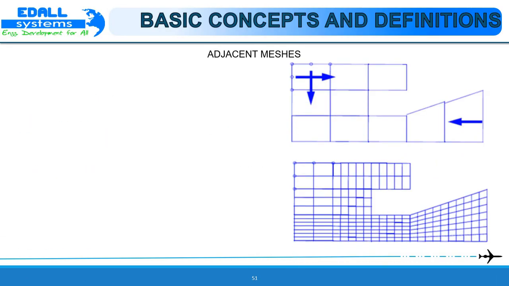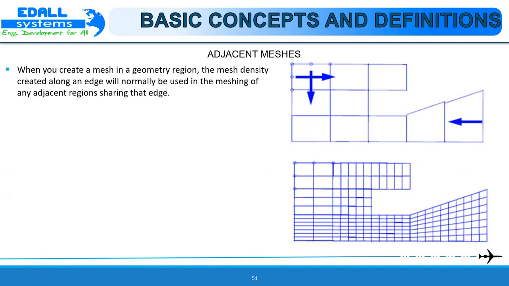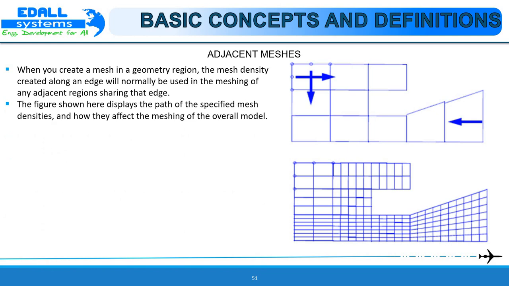Adjacent meshes. When we create a mesh in a geometric region, the mesh density created along an edge will normally be used in the meshing of the adjacent region sharing the edge. In addition, Patran uses the concept of mesh paths to guide the subdivision of geometry regions when using an isomesh approach. The figure shown here displays the path of the specified mesh density and how they affect the meshing of the overall model.